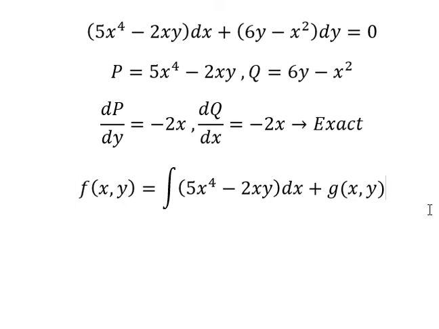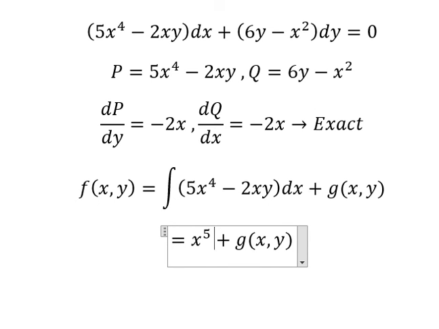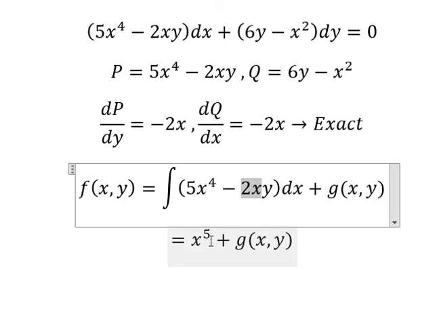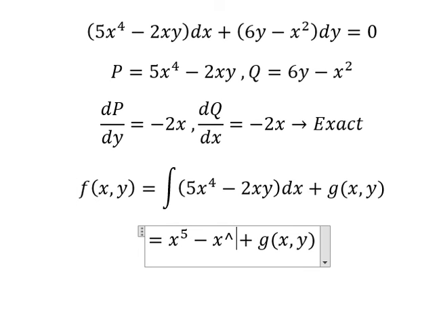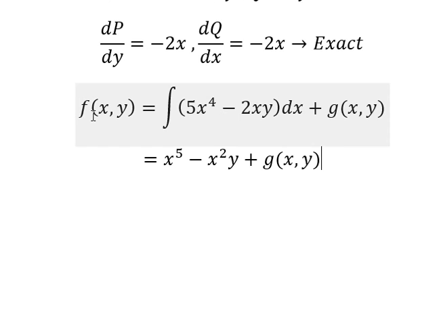So the integration of 5x to the power of 4, we have x to the power of 5. The integration of 2x, we have x squared y. Next, we need to do first the derivative for both sides with respect to y.